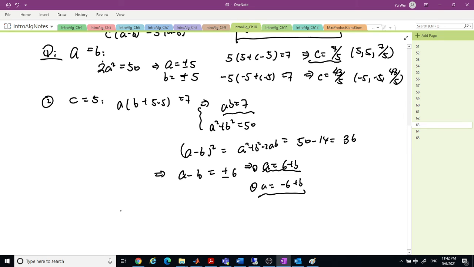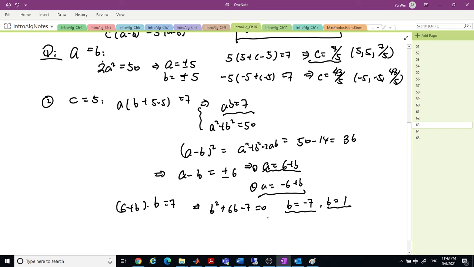So let's see. 6 plus B times B equals 7. Then we can see B squared plus 6B minus 7 equals 0, right? So we have B equals negative 7, or B equals 1. Okay, so this is the B. So then let's do it.